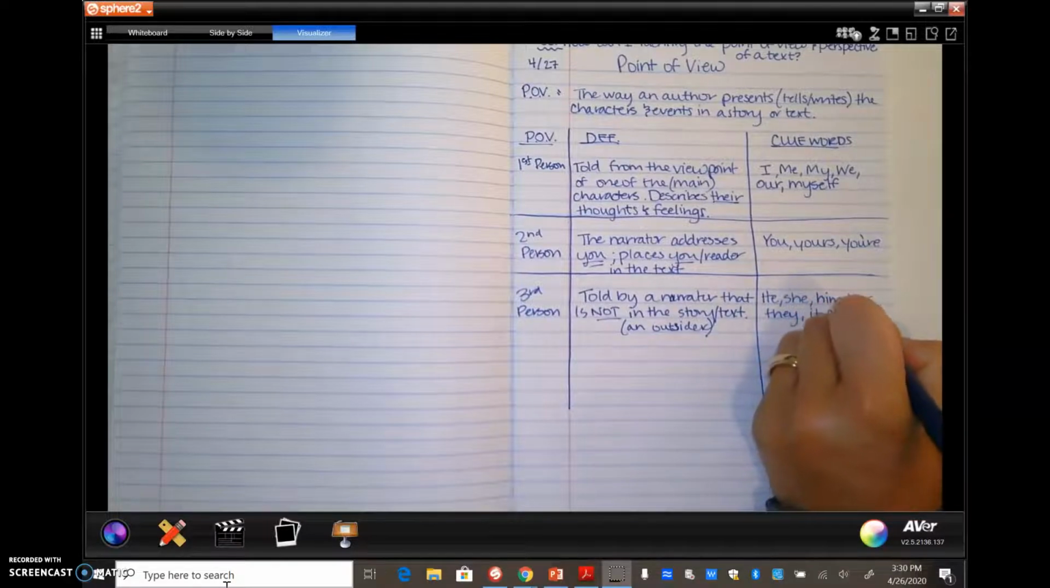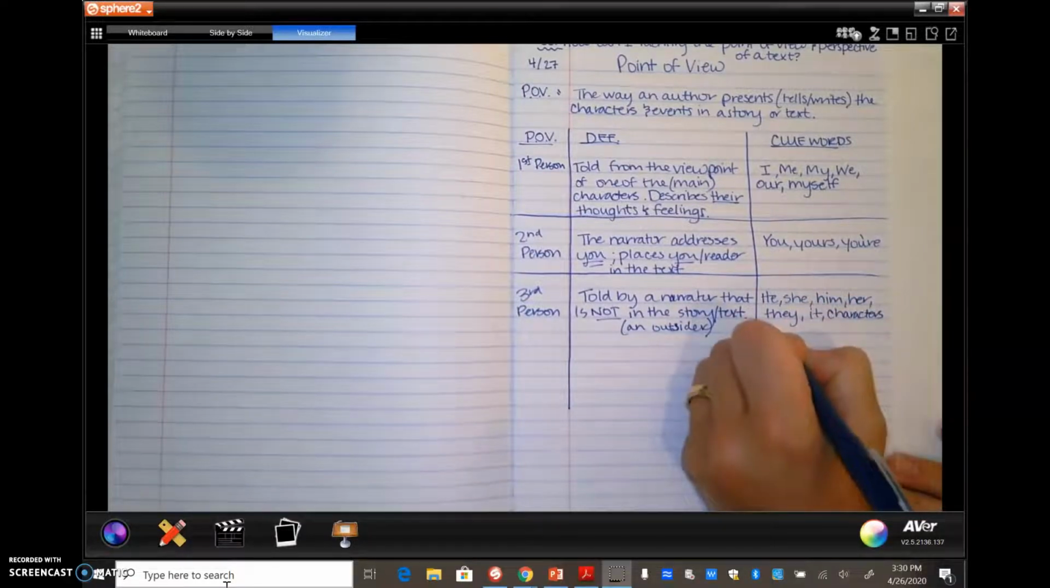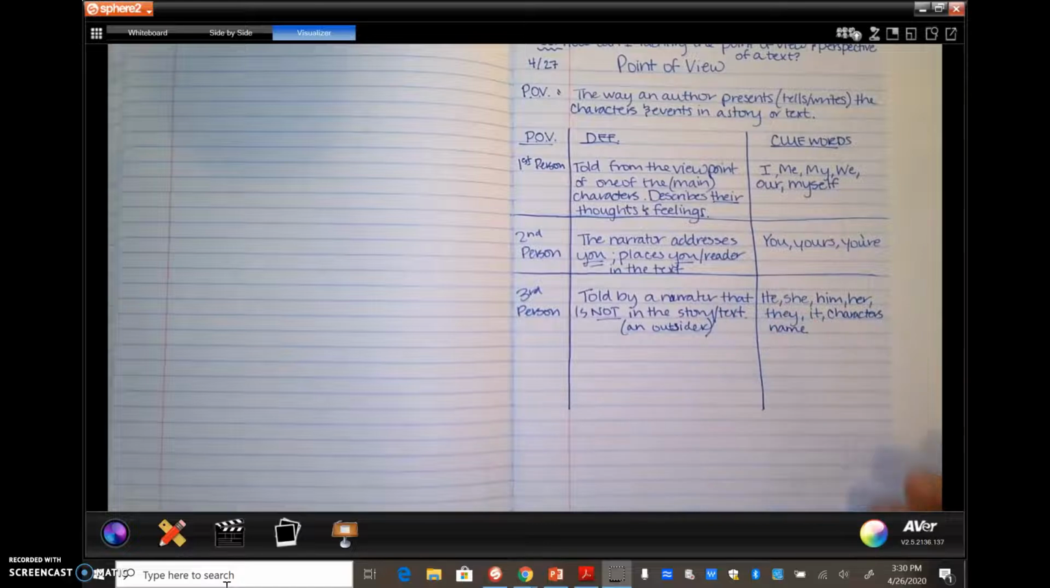Characters' names are a big one because they will refer to the characters as their name. So my sixth graders, we read Coraline. Coraline was written from a third person point of view. City of Ember, Island of the Blue Dolphins, A Wrinkle in Time are all stories told from third person point of view. So first person would be an autobiography where you're writing about yourself.